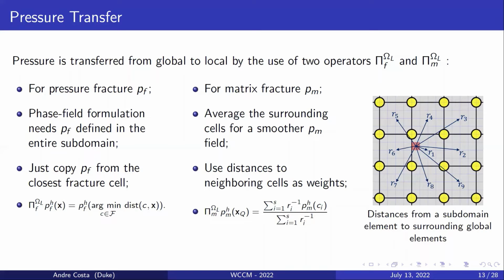For the matrix pressure, we could simply get the value at each point from the global domain, but we actually choose to apply a smoothing operator in an attempt to regularize the pressure field, which in the global domain is much coarser and constant over cells because of the finite volume scheme. This smoothing operator simply takes an average of the matrix pressure in the neighboring cells of a local element. This average uses the distance from the local element to these cells as weights, as shown in the picture.